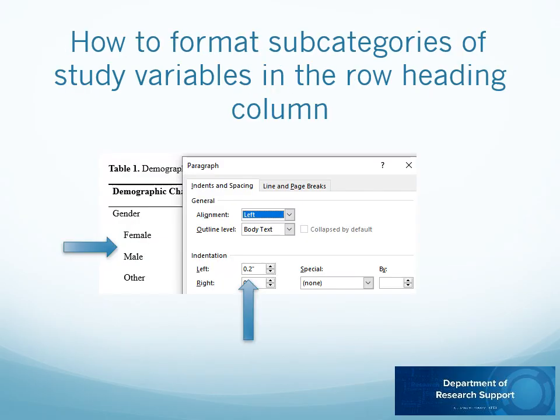You can indent subcategories in the row heading column by changing the left margin of the individual cell for each subcategory to 0.2-inch indentation. From the Home tab of Word, choose Paragraph and adjust the left indentation, as shown in this example.